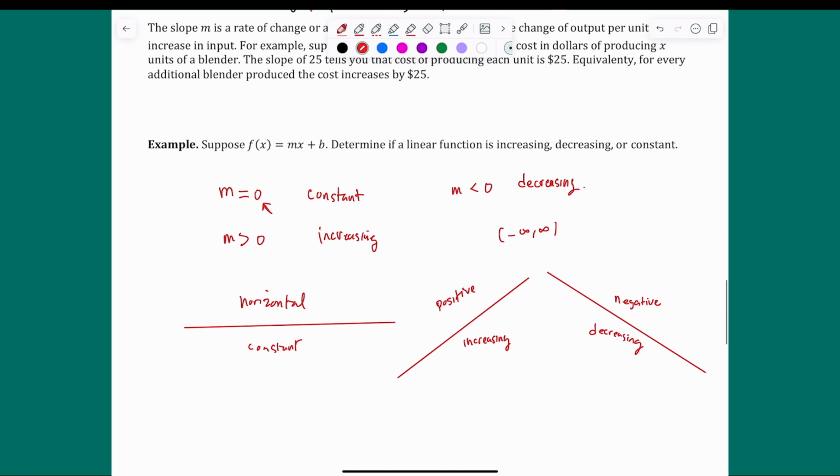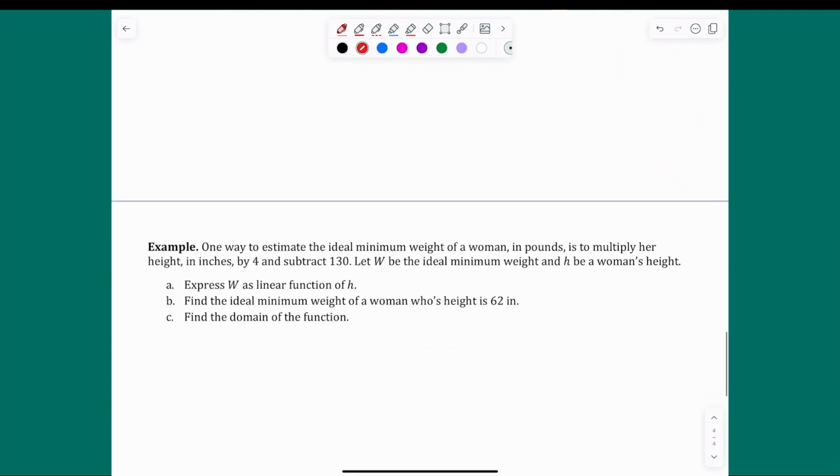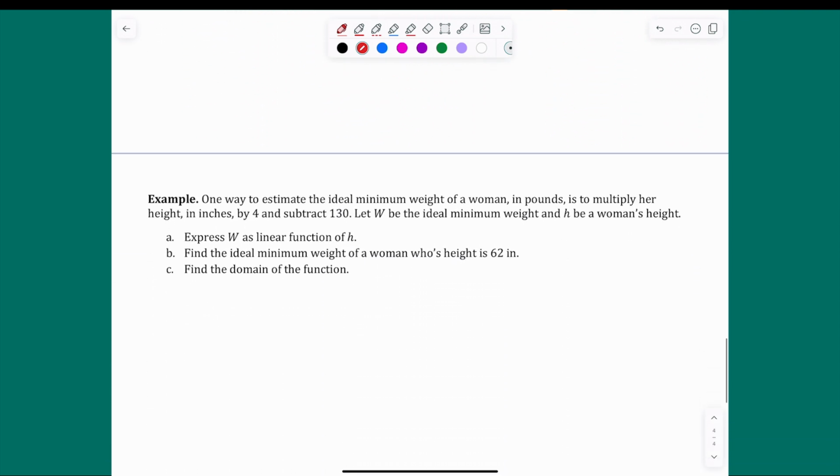All right, I think we killed that example. Let's look at an application here. One way to estimate the ideal minimum weight of a woman in pounds is to multiply her height in inches by 4 and subtract 130. Let W be the minimum weight and H be a woman's height. So A asks us to express W as a linear function of H. B, find the ideal minimum weight of a woman whose height is 62 inches. C, find the domain of the function.